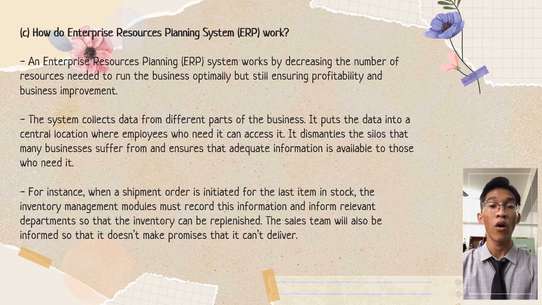For instance, when a shipment order is initiated for the last item in stock, the inventory management module must record this information and inform the relevant department so that the inventory can be replenished. The sales team will also be informed so that it doesn't make a promise that it can't deliver.